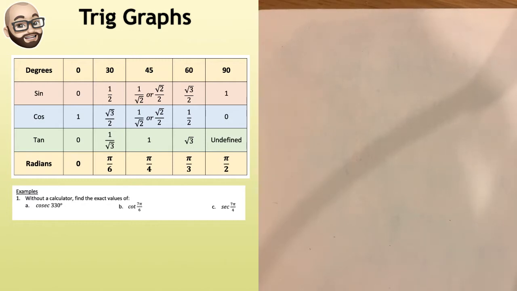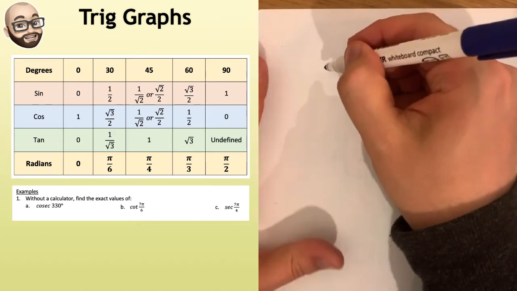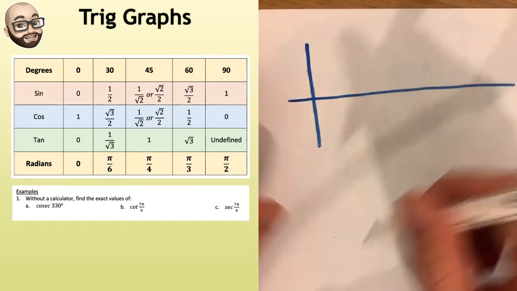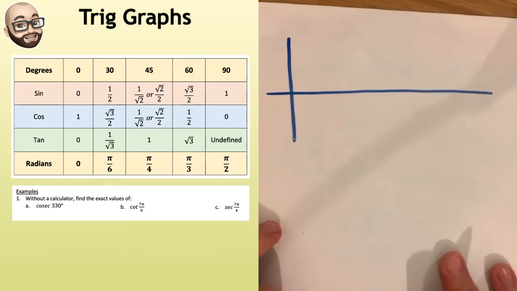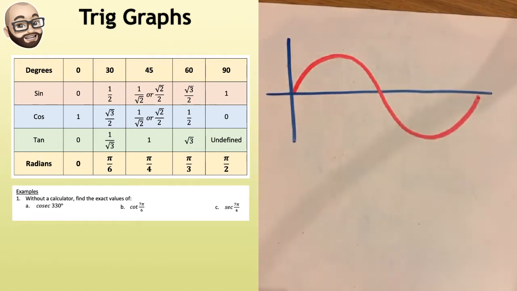Okay, so the first one says, without a calculator, can we work out what cosec of 330 is? So we know cosec is one over sine, so we know we're going to be using the sine graph. If we sketch a sine graph, we could work out what on the sine graph is going to be similar to 330, and we can work it out from there. So let's try and sketch it quickly, badly. It's a bit wonky. Okay, so there's my sine graph.